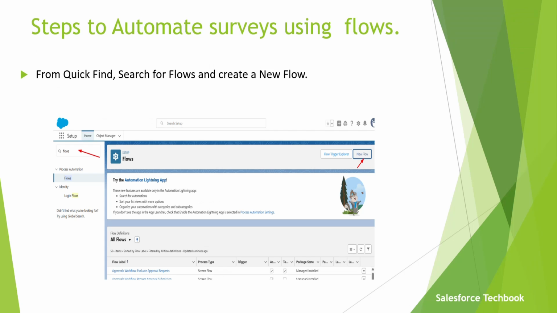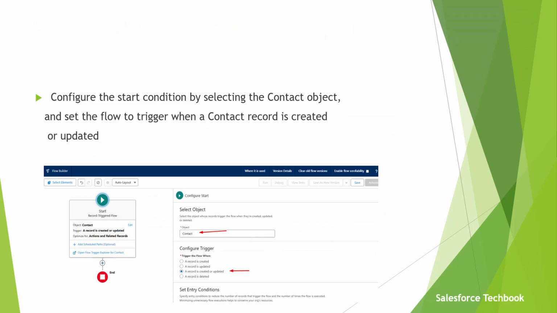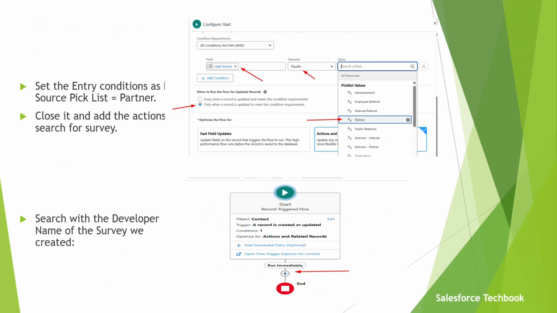From Setup, go to Quick Find box, search for flows, and create a new flow. And select the flow as Record Trigger Flow. Set the contact object as a trigger. Set the flow to run when a record is created or updated. Now define your entry condition, like set lead source equals to partner using the pick list condition.